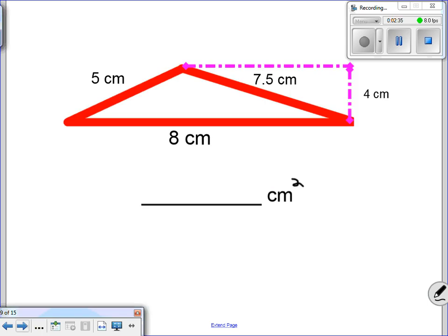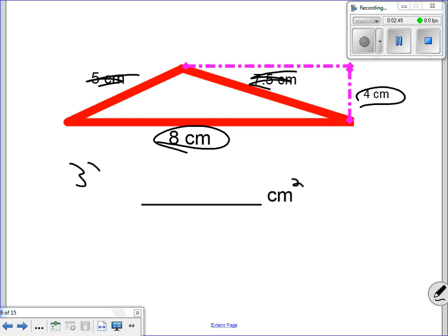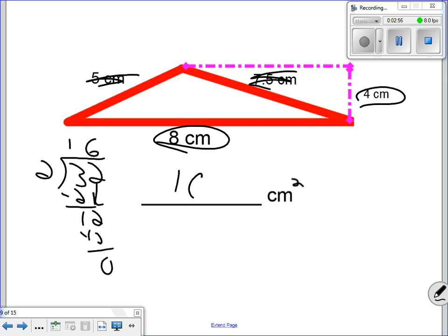Let's take a look here. What's my base? 8 is my base. My height is 4. I don't need these other numbers here. Not important when finding the area of a triangle. I have 8 times 4. That's going to give me a nice number of 32. And divide this by 2. 2 goes into 32 16 times. Boom, 16 is my answer.